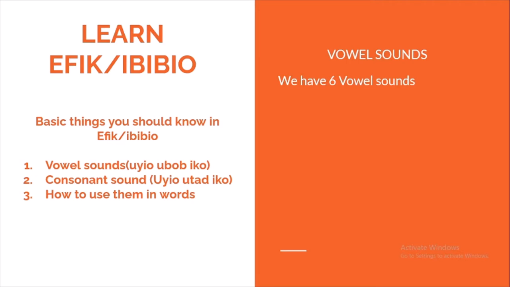The consonant sounds is called Uyo, Utat, Iko. And how to use them, how to apply them in words, how to apply them in your pronunciations. This is the reason why you need to know these three basic things first if you want to learn Efik and Ibibio. It's the same thing like learning your normal English language. You have to know your vowels and your consonant sound. Then that's the speech sounds. Then from there, you start up from there before you know how to pronounce and how to spell.